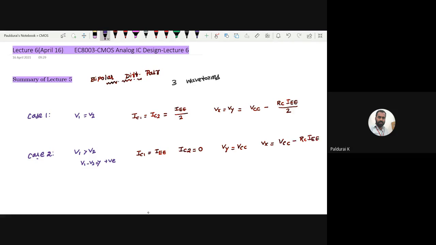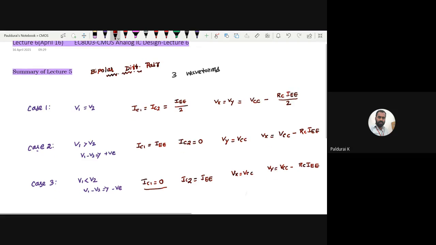Similarly, coming to case 3, this time I have V1 less than V2, which means that V1 minus V2, the difference, is more negative. This time Q1 is off, so I can write IC1 is 0. The entire current flows through Q2, so IC2 is IEE. So IC1 is 0, therefore Vx equals VCC. Therefore Vy equals applied voltage VCC minus the voltage drop across RC, given by RC times IEE.